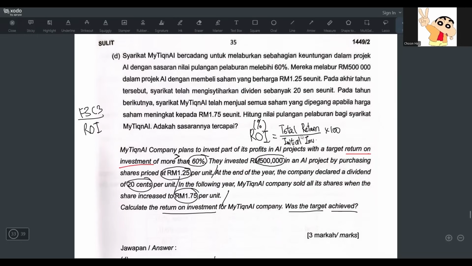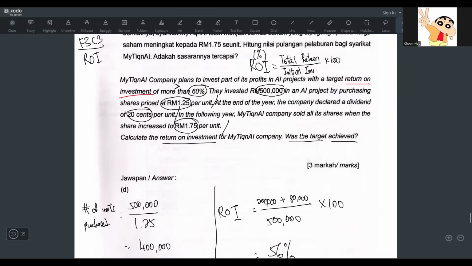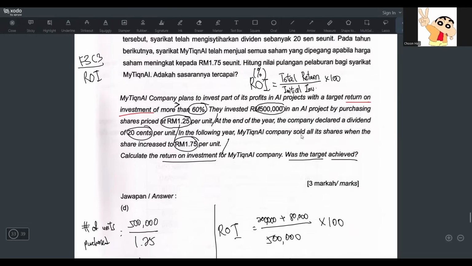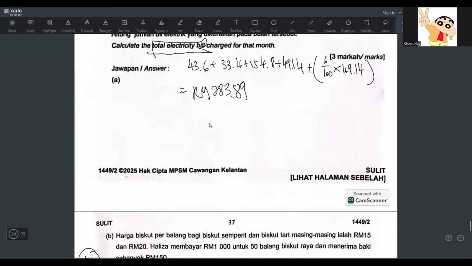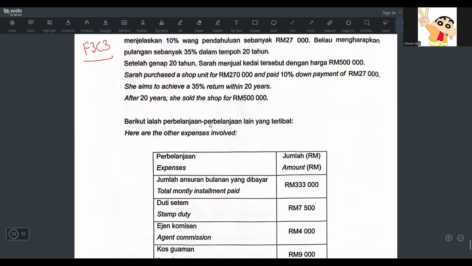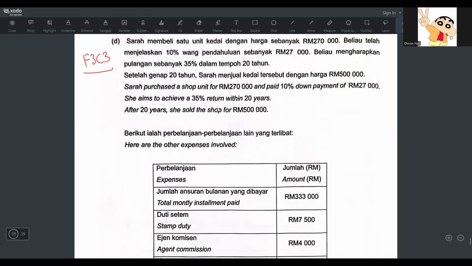So that's the ROI formula. So we will use this formula again. But it's different from this question. This question, they ask about shares, right? They ask about shares and then find ROI. But this one is not about shares. This one is about selling the shop lot. Okay, yeah.